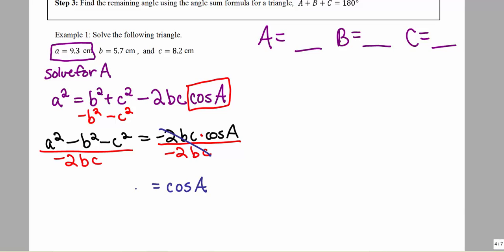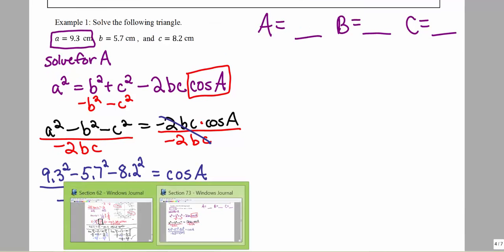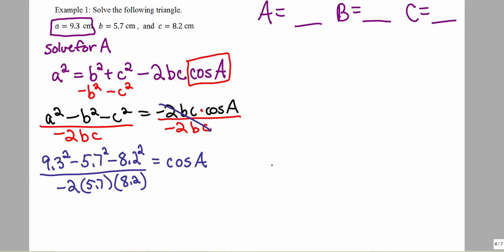Alright, so now we know to find cosine A, to find out what this value is, we're going to plug in all of the measures that we're given for angle A, for side A, for side B, for side C. We're going to square all of the sides, and then we're going to divide that by negative 2 times B times C. We're going to put that into our calculators, and we're going to find out what that value is. So we're going to find out what is the cosine value of this angle.